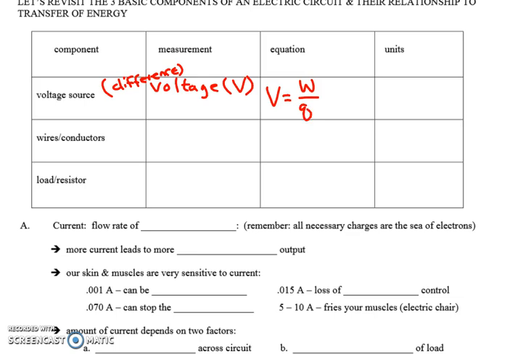Okay, so if I have a 6-volt battery, what that's basically saying is for every coulomb of charge, Q, that moves in the circuit, I will deliver 6 joules of energy. All right, it's just a way of quantifying how much potential there is before we move anything through it.